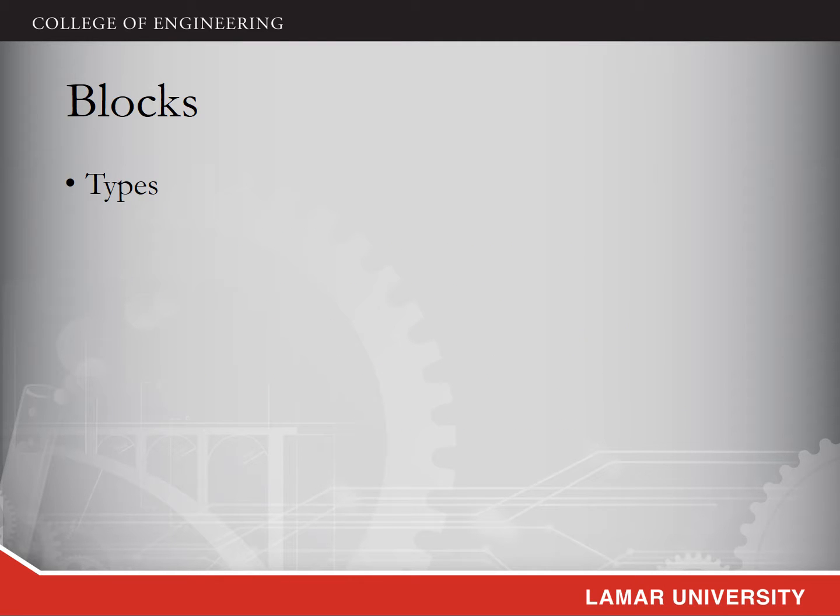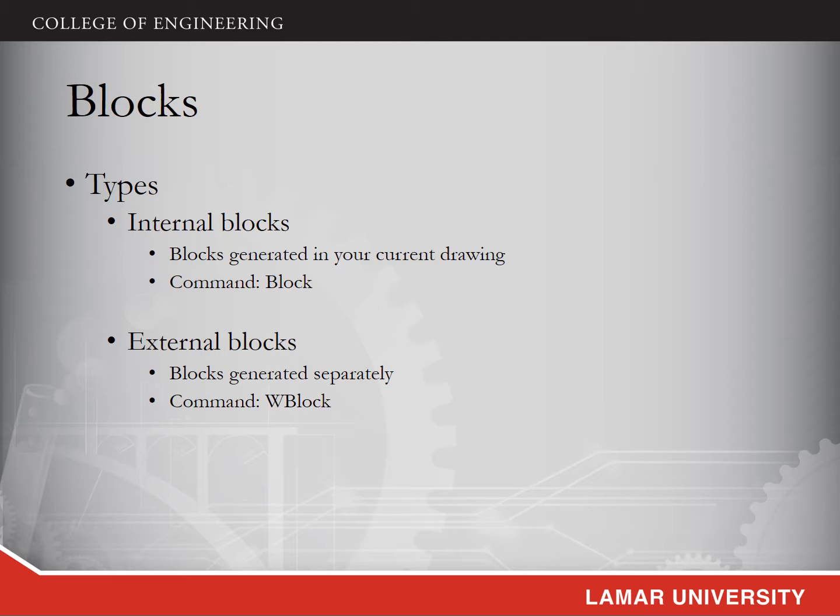In AutoCAD, there are two types of blocks. The first one is the internal block. The command for the internal block is block. The internal blocks are generated in your current drawing file, and they can only be applied in your current drawing file. The second type is the external block. The command for the external block is wblock. Generally, the external block shall be generated separately as an independent drawing file, and also it shall be saved in an independent folder. The external block can be applied to your current drawing file and also the other drawing files.